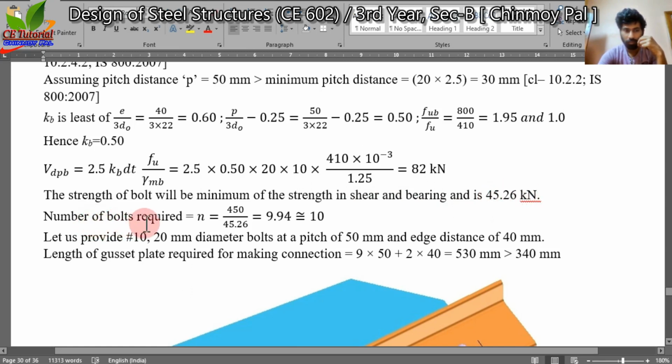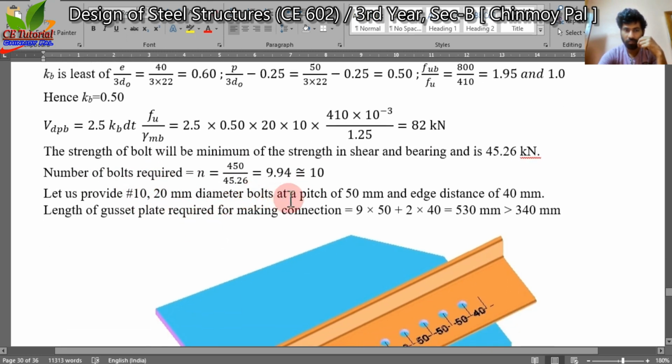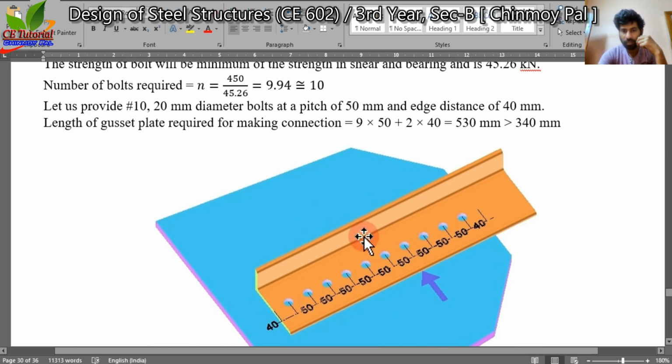Now the number of bolts required equals factored load divided by the strength of the bolt, that is 9.94, and the number of bolts is 10. Let us provide 20 mm diameter, 10 number of bolts with pitch distance 50 mm and edge distance 40 mm. This is the picture of this connection. Look at this picture. You can see 10 bolts are placed in one line with pitch distance 50 mm.